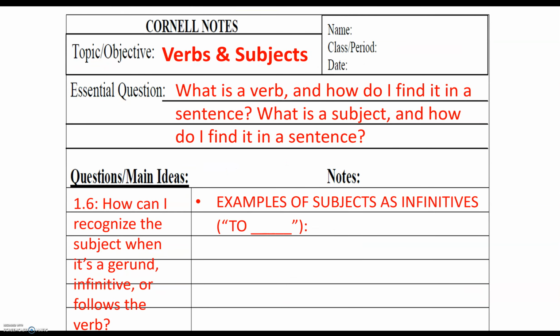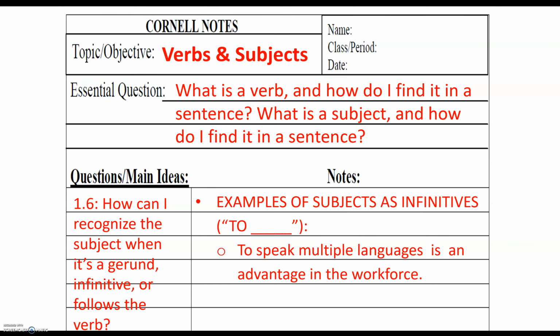All right, next we're going to look at examples of subjects as infinitives. So remember, infinitives are when you have a verb in that form to blank, and we've talked about how infinitives are never going to actually be functioning as the verb in the sentence. So they are a verb form, but they're never going to be actually doing the verb action or acting as the verb in the sentence. Sometimes, though, you are actually going to see infinitives as subjects. So let's look at some examples.